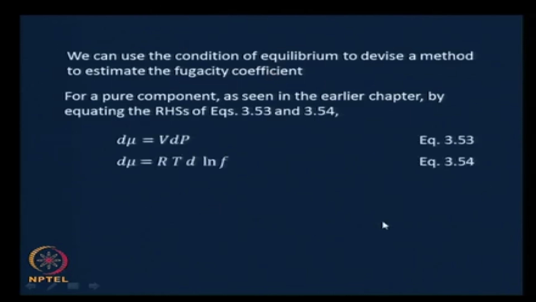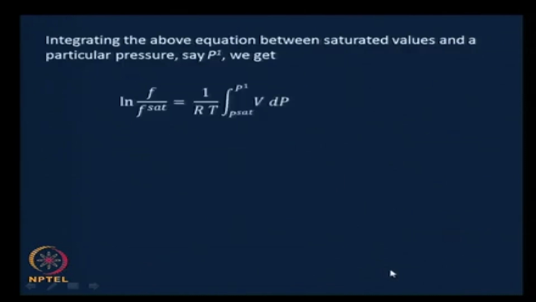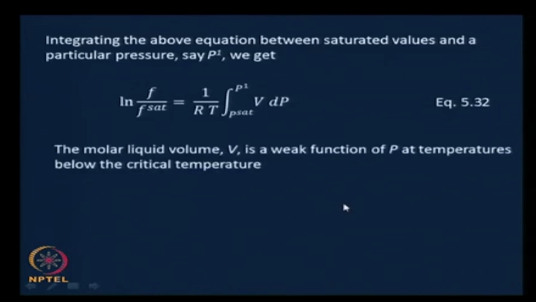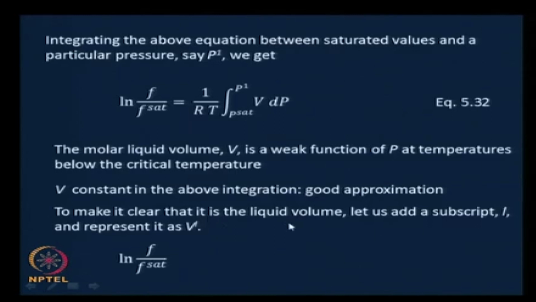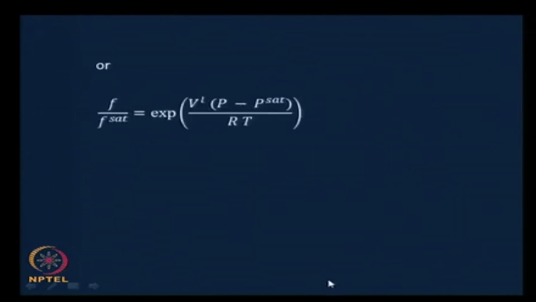We had derived this by starting out with some expressions in module 3. We got RT d ln f equals VdP, and we had integrated that expression, and we had identified that the molar liquid volume V is a weak function of pressure at temperatures below the critical temperature, and therefore this molar volume can be considered a constant in this integration. It comes out, and that is a very good approximation. Then we could write ln of f by f sat equals VL times the definite integral between P sat and P, which becomes P minus P sat by RT, or f by f sat equals what we call the Poynting factor, exponential of VL, the molar liquid volume, times P minus P sat by RT.